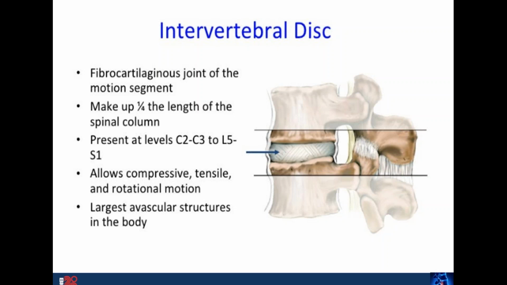The intervertebral disc itself is a fibrocartilaginous joint. It makes up about a quarter of the length of the entire spinal column, and I'm sure you're aware it starts at C2 and ends at S1. It allows for compression, tension, and rotational motion, so it's a really important aspect for movement of the spine. And what's really important to understand is that it's avascular, so it's actually the largest avascular structure in the human body.